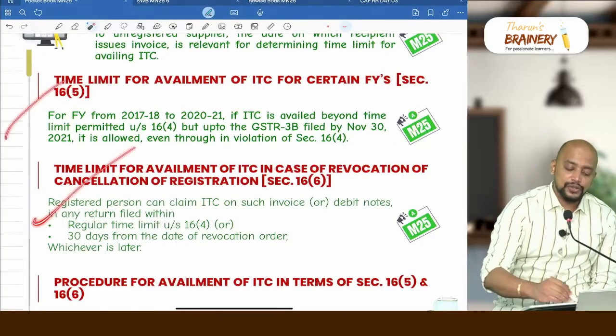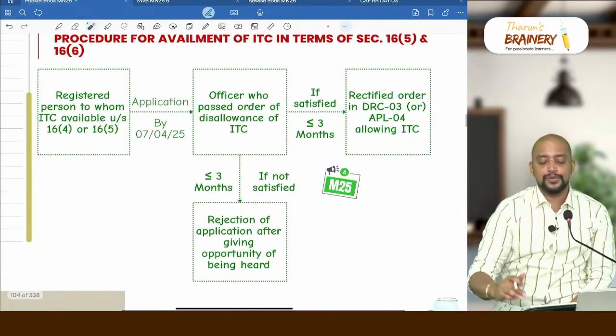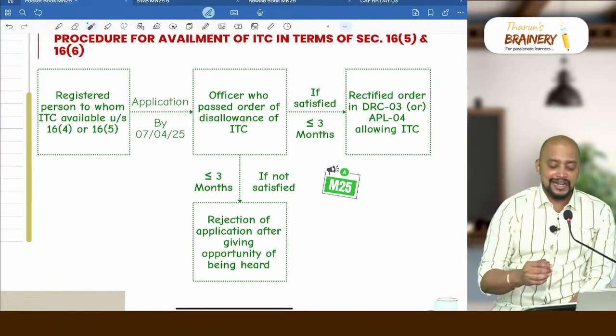And how to take these 2 ITCs, for that they have given one procedure. So that procedure you can see in the next chart.